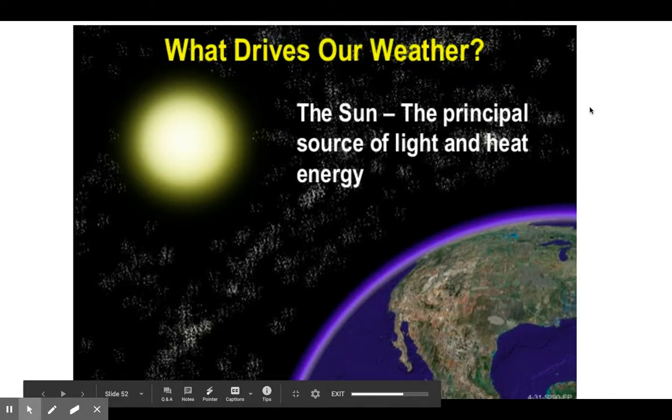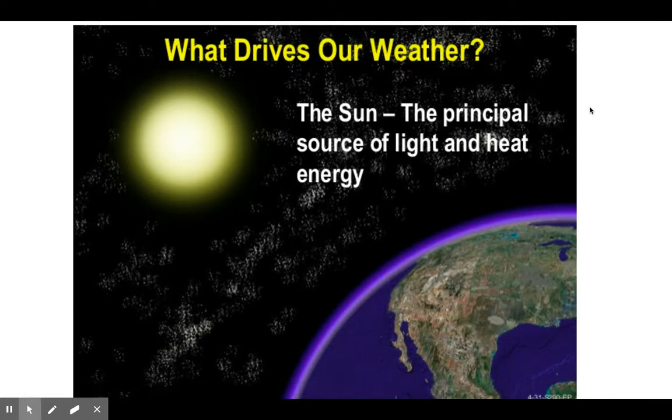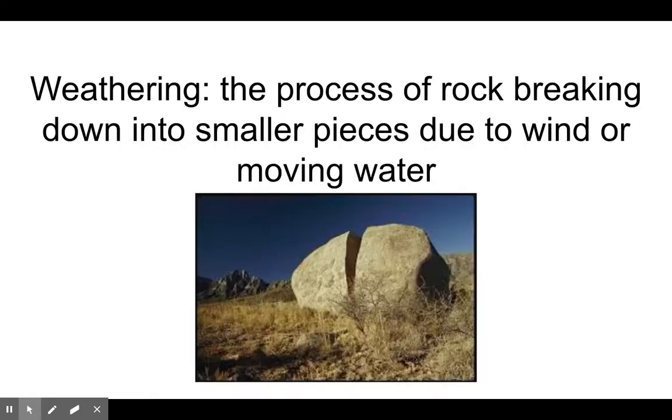Okay, welcome back, students. We're going to start looking at what causes sedimentary rocks and igneous rocks to form. First thing I want to review with you is what drives our weather. The sun is the principal source of light and heat energy. And we've touched upon this in the past, but what happens is that the sun's energy ends up driving those processes that cause weathering. Things like wind, rain, different cloud formations. That's all because of different heating of sections of the Earth by the sun.